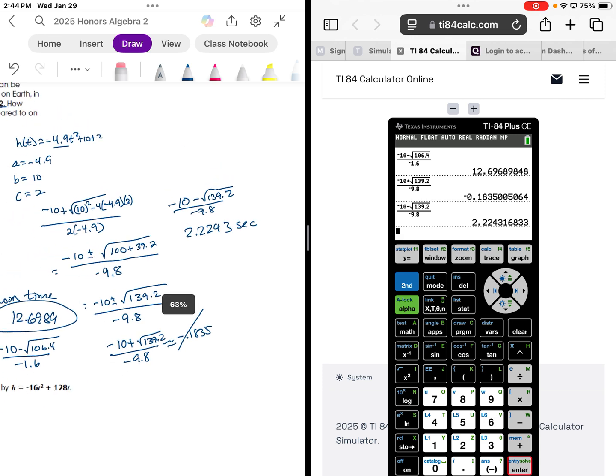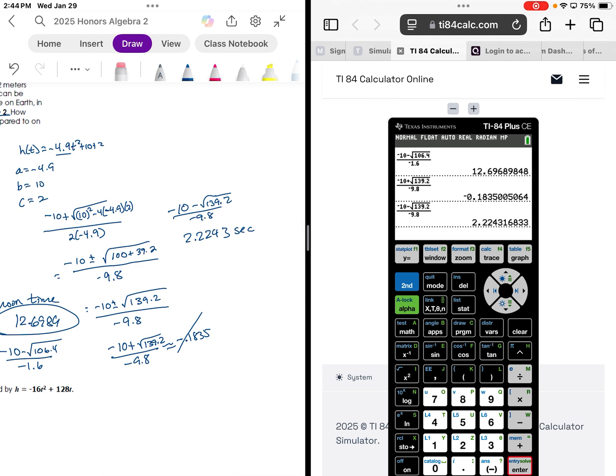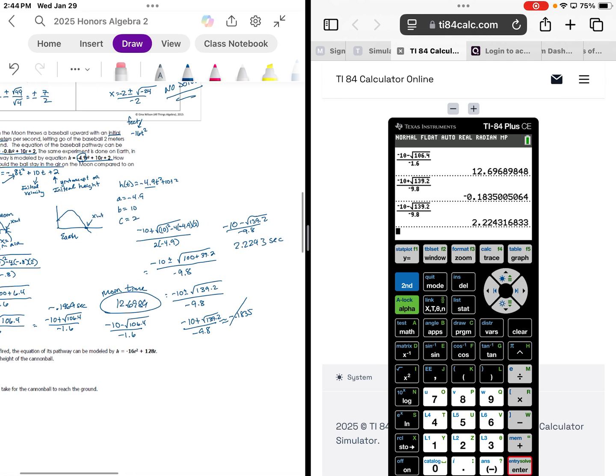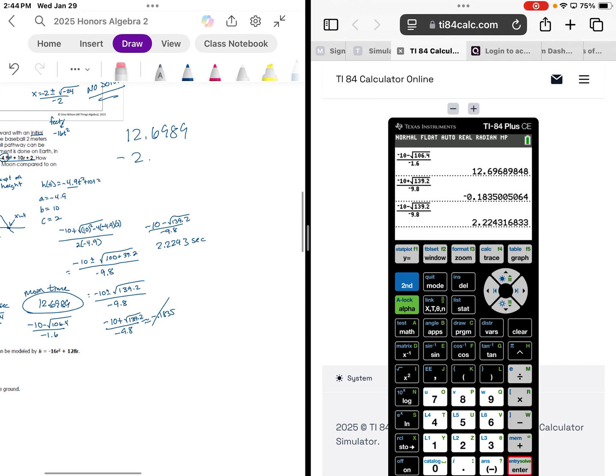All right, so now they ask how much longer. How much longer means I need to do what with the 2 times? Subtract them. So now how much longer? I got to do 12.6989 minus 2.2243, and then we get 10.4746. So an extra 10 seconds, 10 and a half seconds basically almost. Okay.